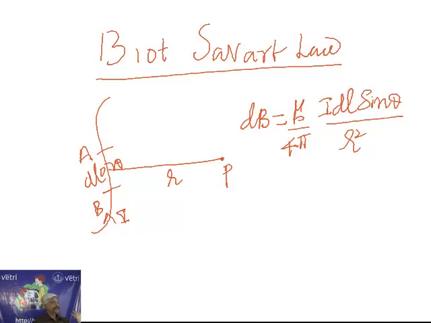That is called theta. So if the theta value increases, the magnetic field also increases. The current flowing through the element also increases, that is also directly proportional. Whereas if the distance of the point we are considering inside the magnetic field decreases, the magnetic field increases, or if the distance increases, the magnetic field produced decreases. This law is called the Biot-Savart law.